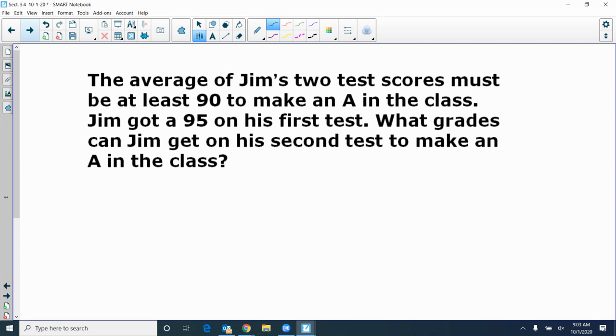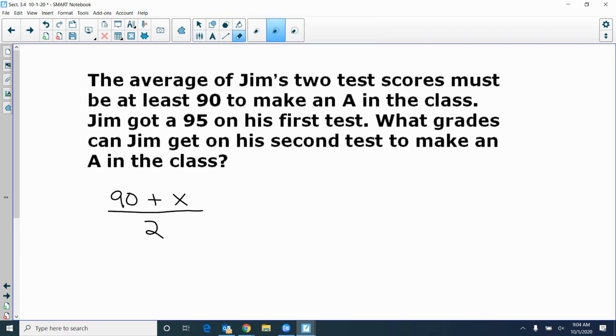The average of Jim's 2 test scores must be at least a 90 to make an A in the class. Jim got a 95 on his first test. What grades can Jim get on his second test to make an A in the class? So it could be more than a 90. But all right, how do you do the averages? You add them together and divide by the number. So he's taking 2 tests. First one, he got a 90. We don't know what he's getting on the second test, and we take that and divide it by 2 to get the average. We want it to be at least what did he get on the first test?